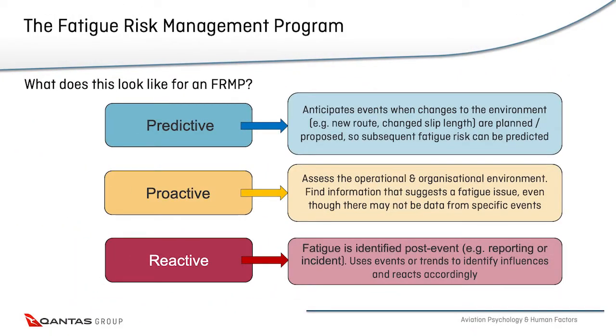It uses predictive measures which attempt to anticipate when fatigue impairment may occur in the future. An example may be a new route or a changed slip length. Did you know that a longer slip is not always better? This is because our fatigue levels can continue to increase when we spend longer periods in a time zone that is not the same as our body clock time.